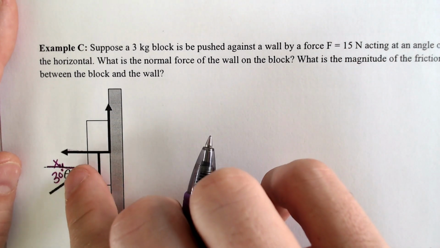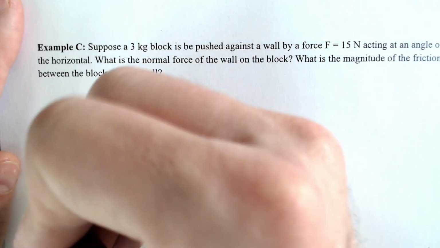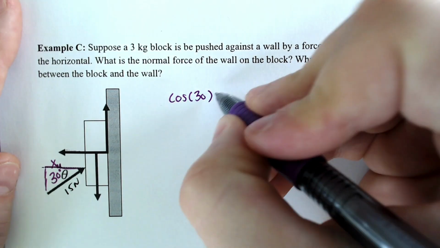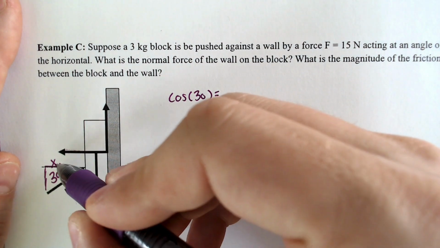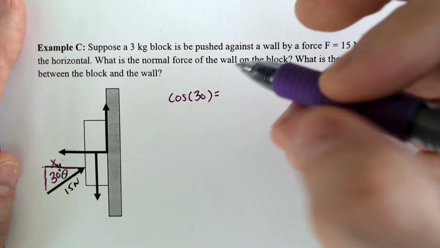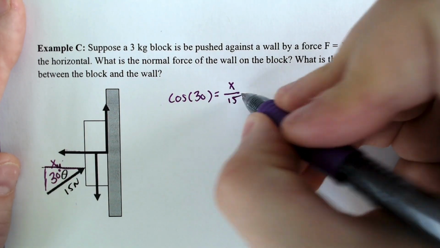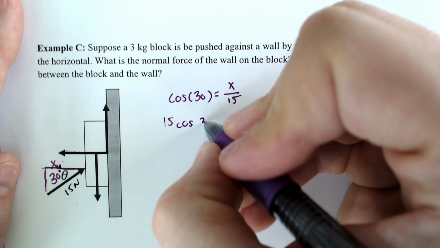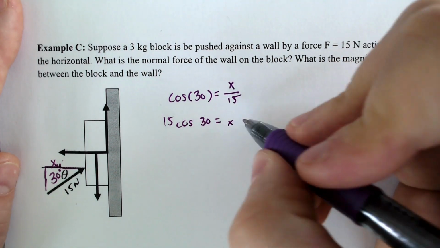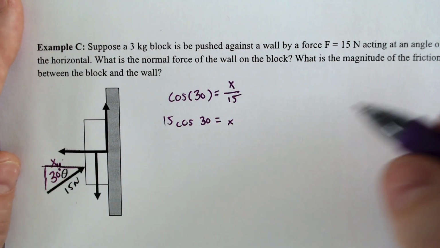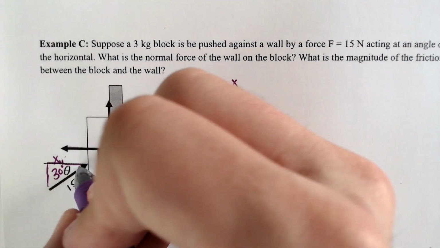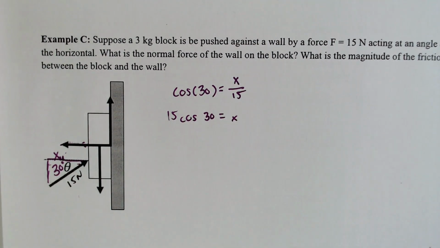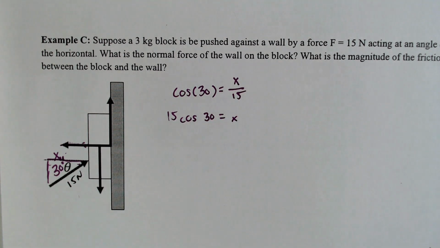Well, that will relate to the x direction. So we would have cosine of 30 will equal adjacent over hypotenuse. I'm going to do this one full out, x over 15. Well, if we multiply by 15, 15 cosine of 30 would equal x. And that would tell us what this part is, as well as the normal force that would be pushing back against us. So what is 15 times cosine of 30?